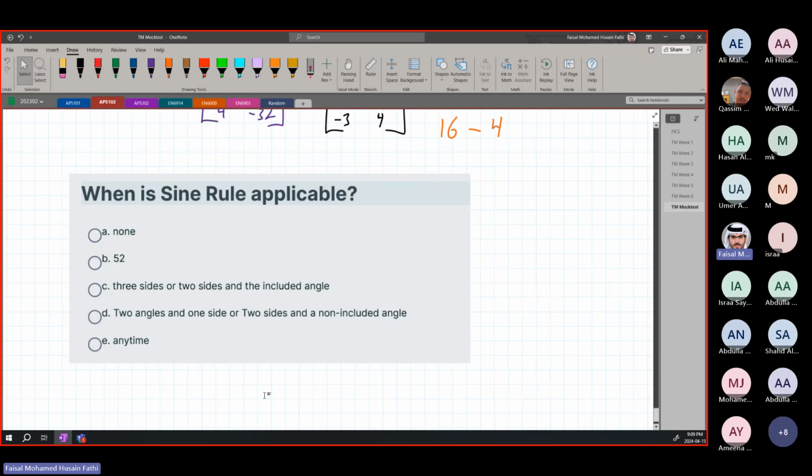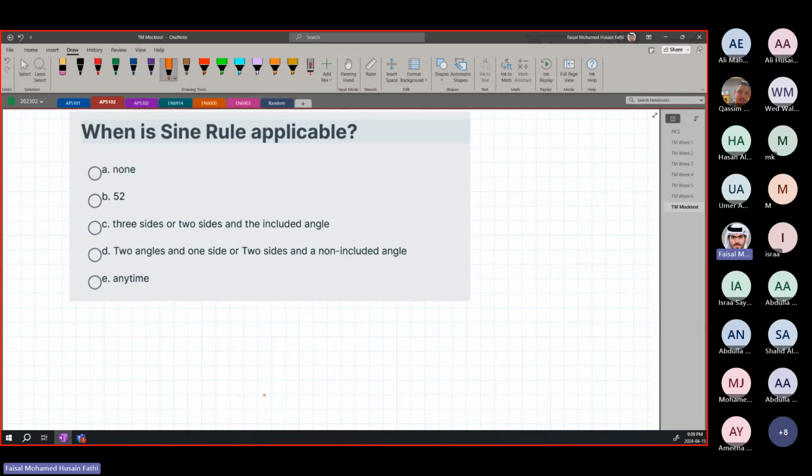When is sine rule applicable? So when is sine rule applicable? Please do not put any of these answers that say any time. There is no such thing as any time. So now these are the actual two things: 3 sides, or 2 sides and the angle included.